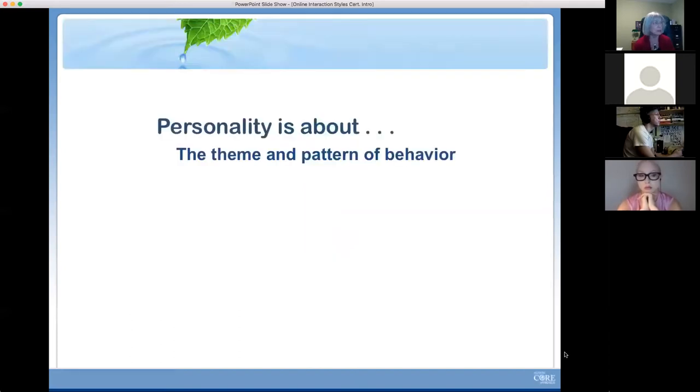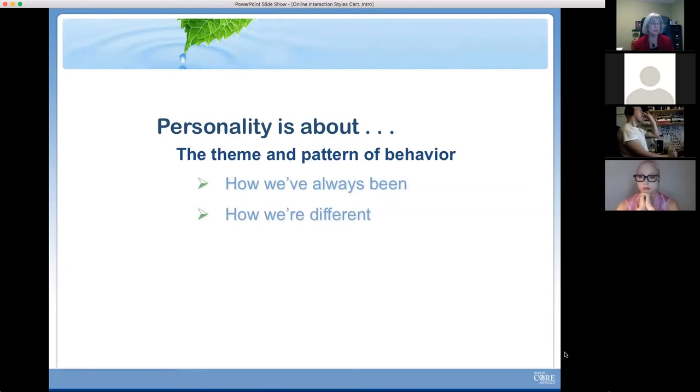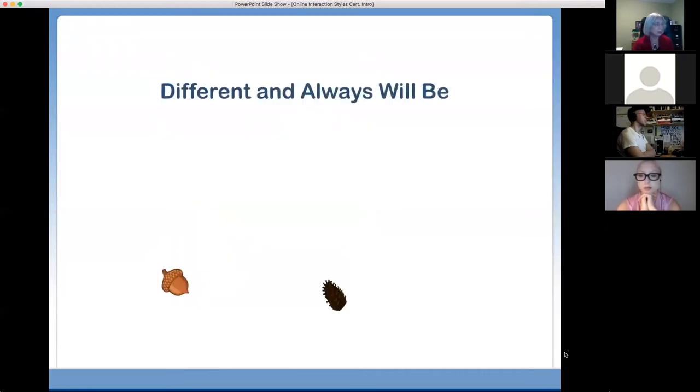All right, so what else do we have to say? Well, it's about how we've always been and how we're different. So I usually have somebody do something around this, how we've always been, by crossing their arms, and then noticing which one went on top. Now turn it around and do the other side, just to see that there are things that have been there with them from the beginning. And it's how we're different. So let's take a look at this.